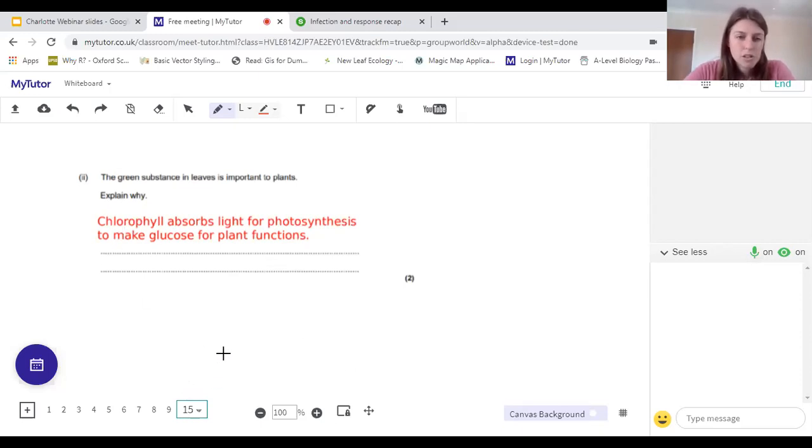Something that you'll probably be familiar with. Chances are, if you're not, and you're right at the beginning of your GCSE journey, then we will talk about that in more detail, so don't worry.